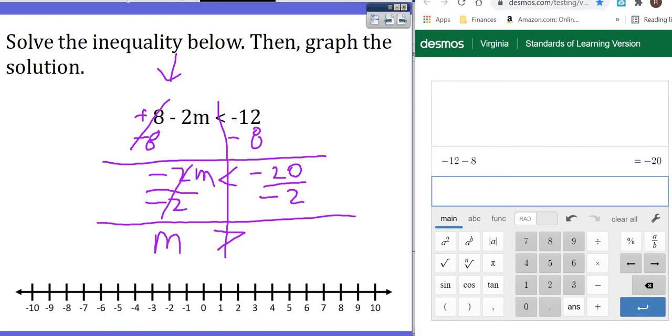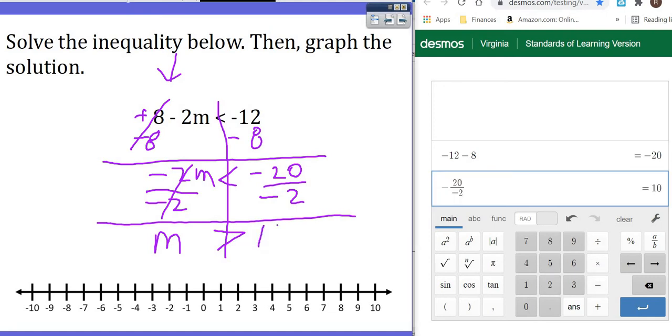I'm going to come over here to my calculator, and I'm going to do negative 20 divided by negative 2, which gives me 10. So my solution is m is greater than 10. That is an open circle at 10, and then the arrow is pointing toward the greater numbers. So any number bigger than 10 will be a solution.